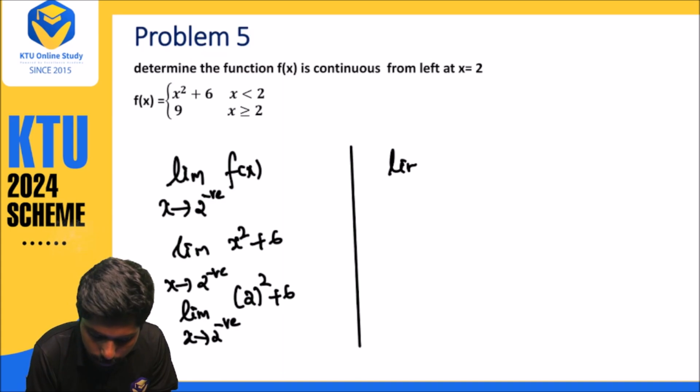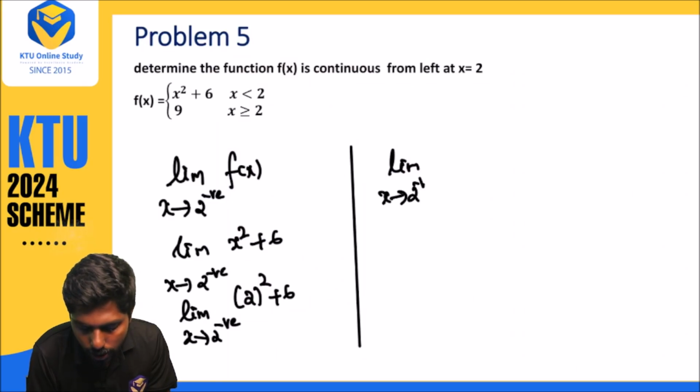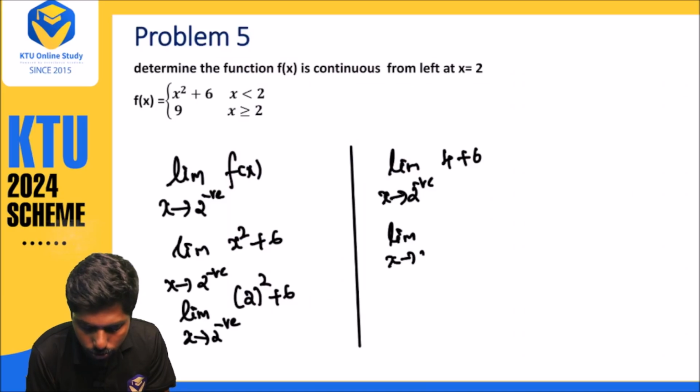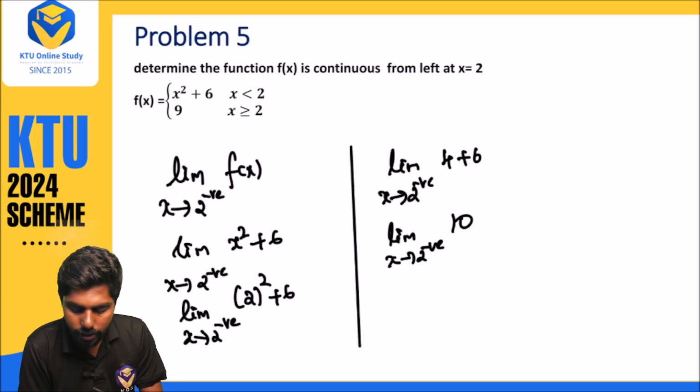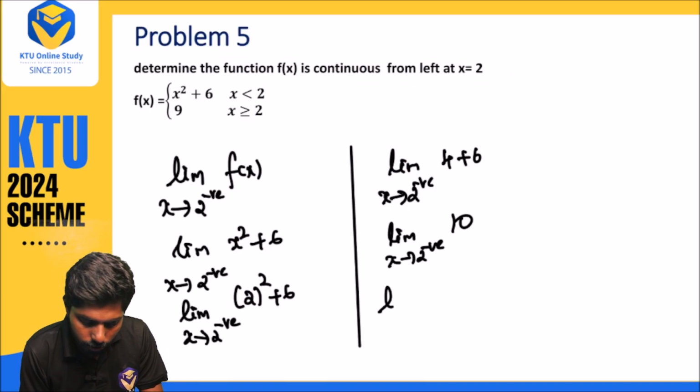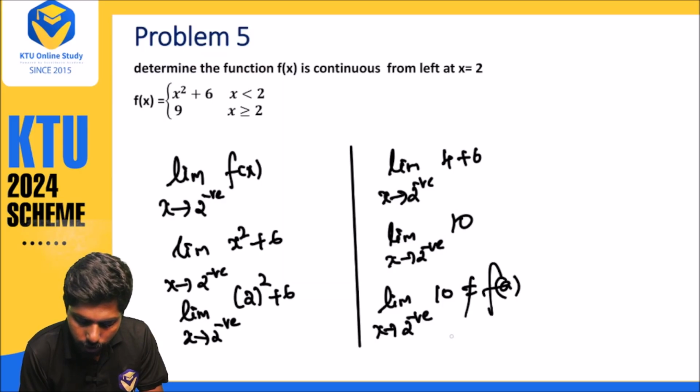that is limit x approaches 2 in the negative direction. 4 plus 6, what will you be getting? You will be getting 10. So the limit as x approaches 2 in the negative direction is 10, which is not equal to f of a. What is f of a? f of a is equal to 9. So both are not equal.